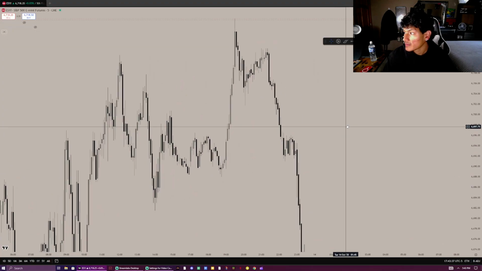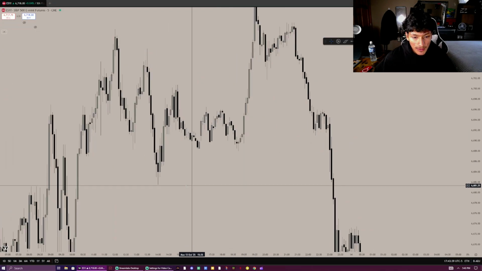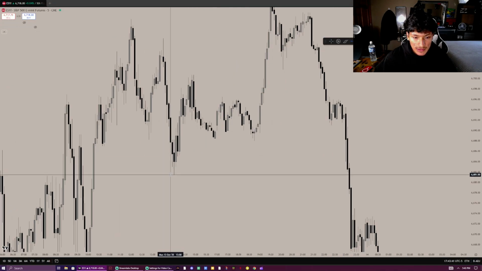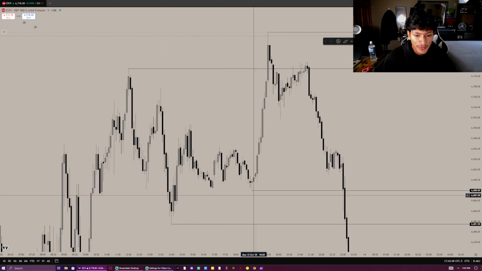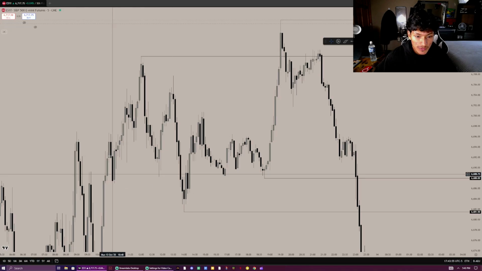All right, so what I mean by major swing highs and lows, right here. Look at this swing low, look at this swing low, and then look at this swing high, and then look at this swing high. Why are these points of interest important? Why are these higher quality liquidity? These are swing highs and lows.